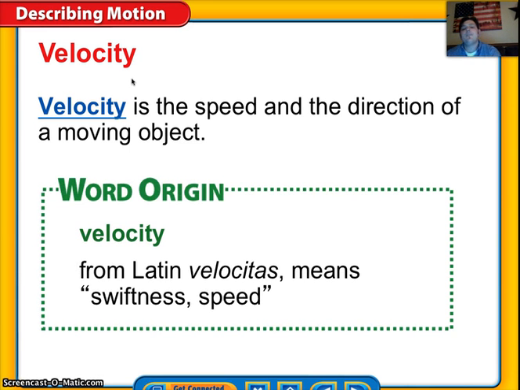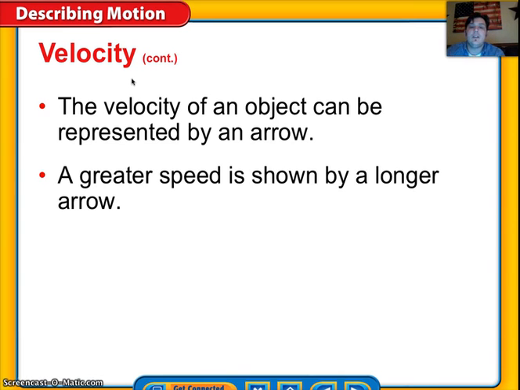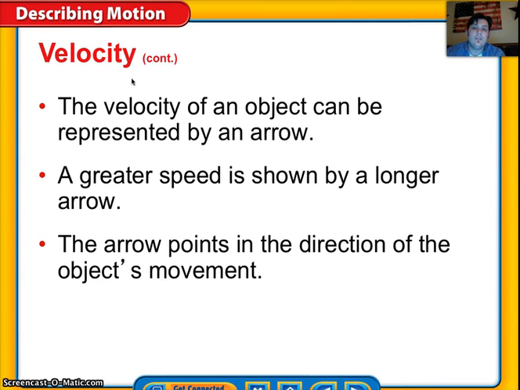Okay? It came from the Latin word velocitas, which means swiftness and speed. Now, the velocity of an object can be represented by an arrow. So basically, the bigger the arrow, the faster the object's going. And the arrow points in the direction that the object would be moving.